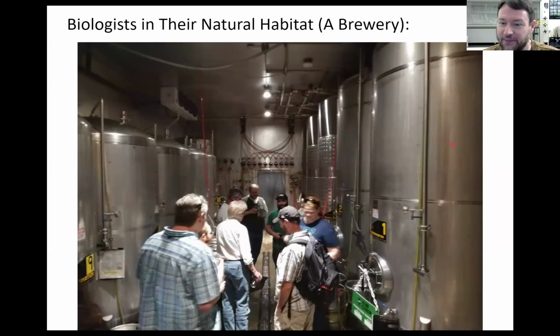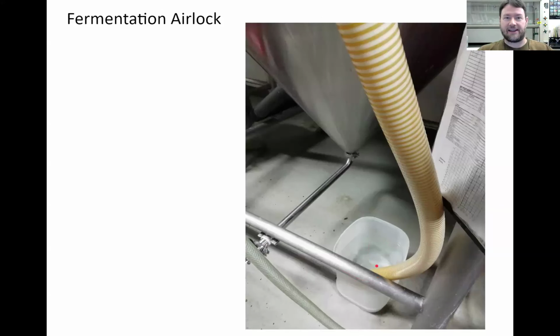And what's really neat is coming off the top of these fermentation tanks is a hose that goes down into a bucket, and it is bubbling a lot. So this is an airlock. This keeps the air out of the tanks, so the tanks remain anaerobic, and it lets the carbon dioxide escape so that the tanks don't explode, which is kind of nice.